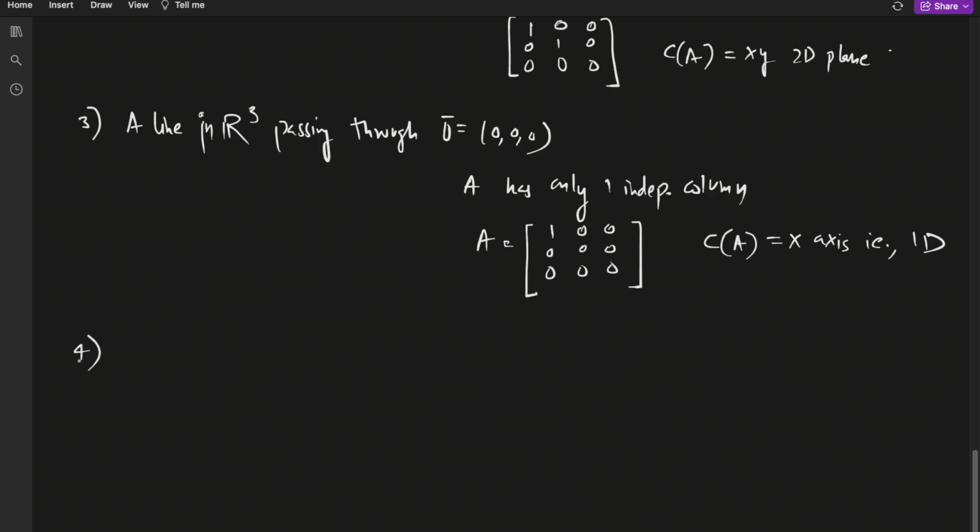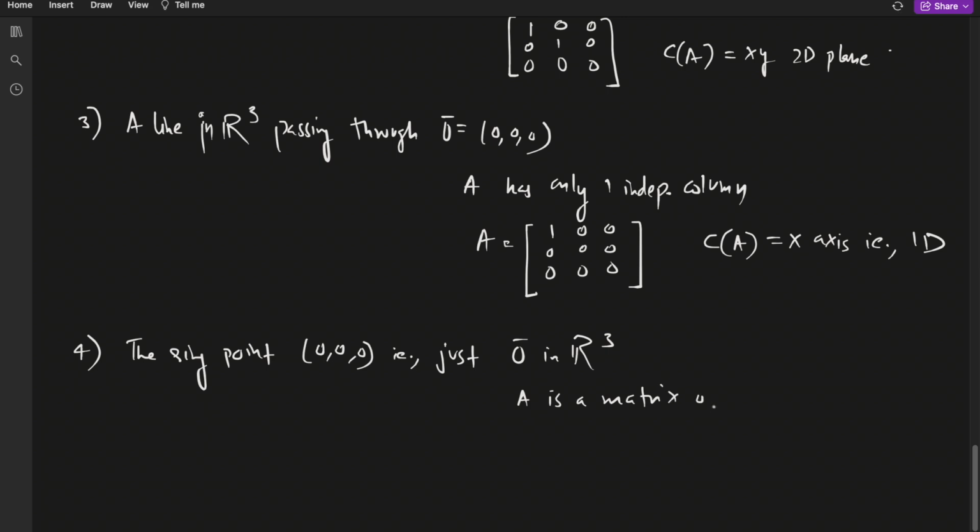The fourth possibility is the single point 0 0 0, that is just the zero vector in R cube. In this case, A is a matrix of all zeros, right? That is, A is nothing but 0 0 0 0 0 0 0 0 0. All right. So the column space of A is nothing but the single point, the zero vector, that is 0 0 0.